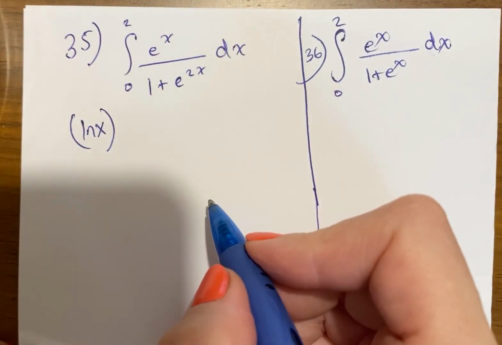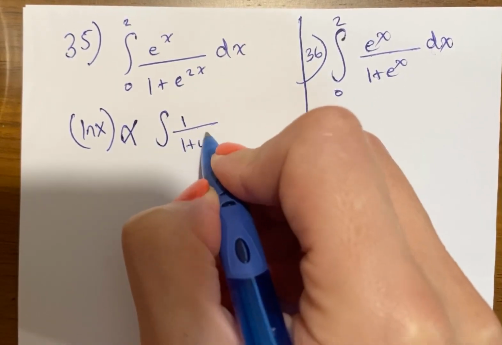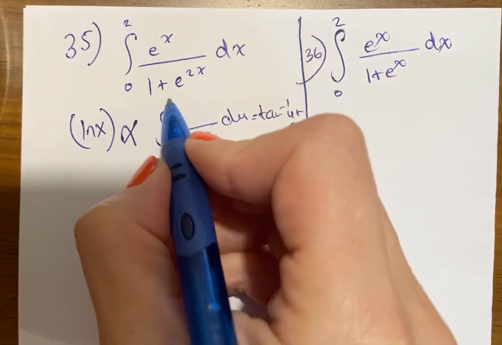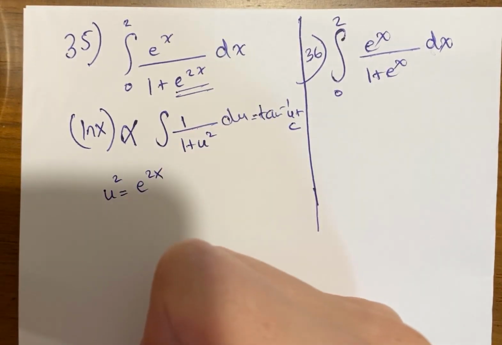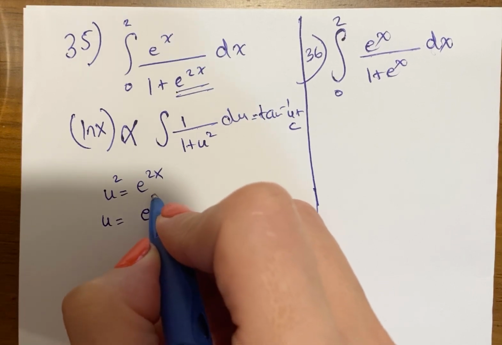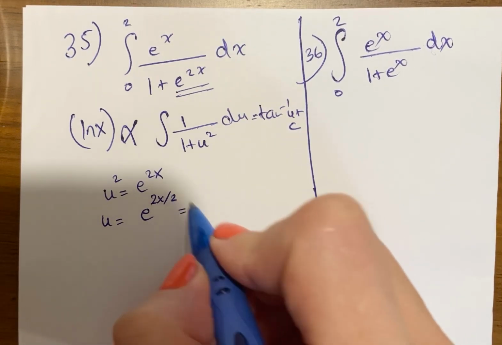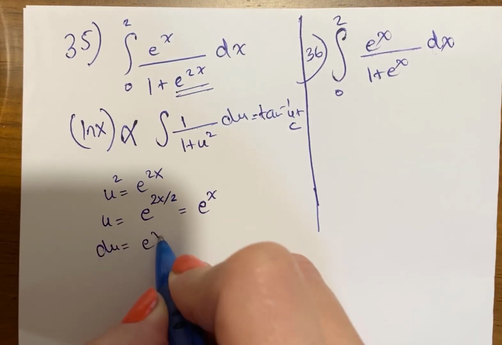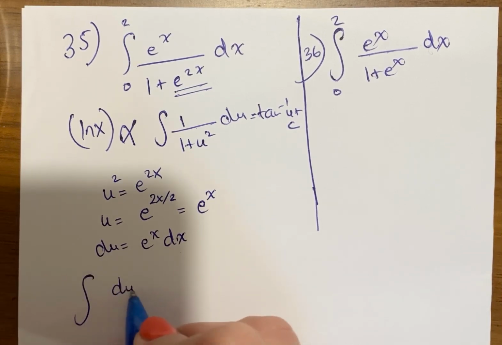So what do we have to think about? Tan inverse. How does tan inverse work? 1 over 1 plus u squared du is tan inverse u plus c. So over here, we want to call this u squared, not u. Then u is e^(2x) over 2. When you want to get the square root, you divide by 2, or you multiply by half. So this becomes e^x. Then what is du? e^x dx. Perfect for our problem. So it becomes e^x dx is du over 1 plus u squared.